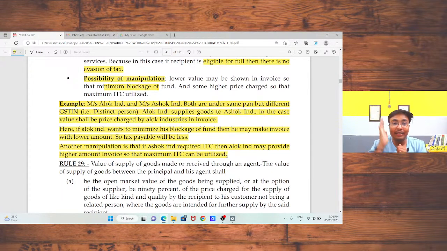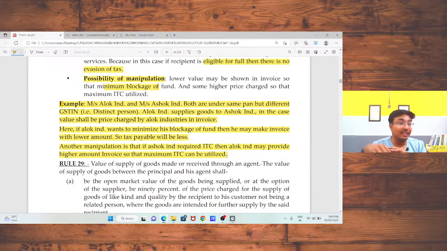In Rule 28, we discussed the distinct person and related person. In case of a distinct person and related person, open market value applies. If no open market value is available, then like kind and quantity. If you are going to provide that product to your branch and the branch further supplies that product to an unrelated person, you may take the value of supply as 90% of the price charged to that unrelated person. So, sir, that is the concept which we discussed in today's session.